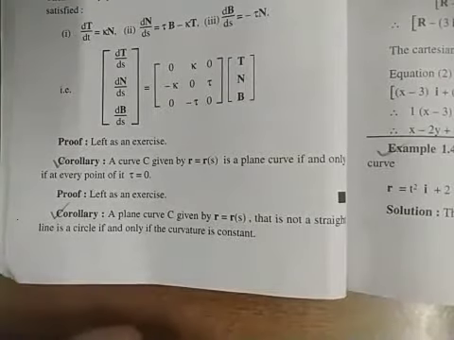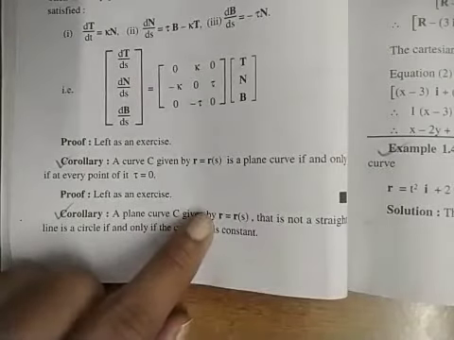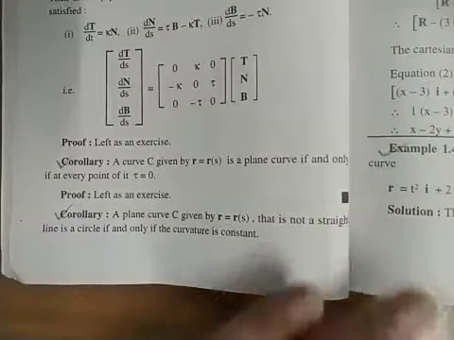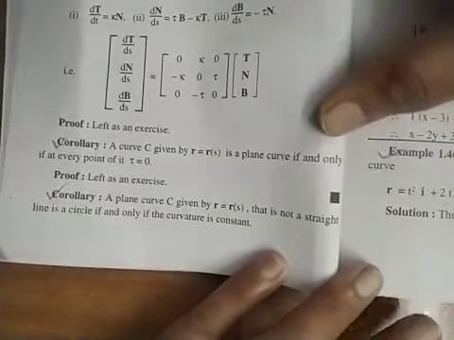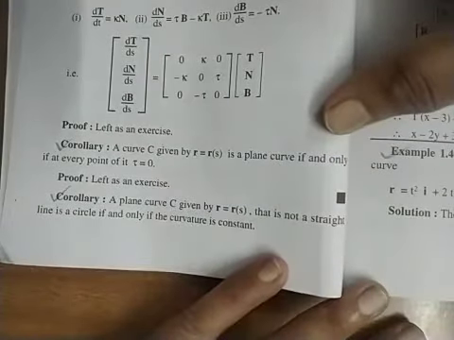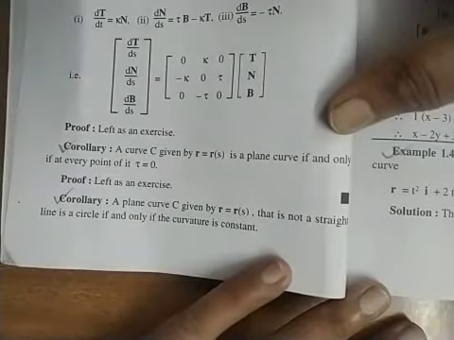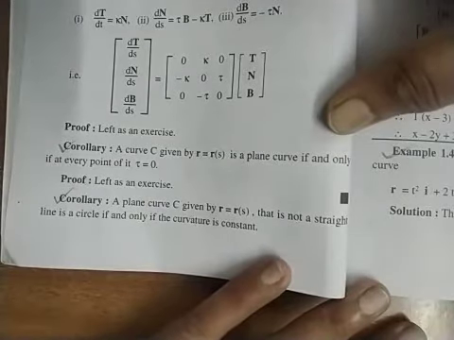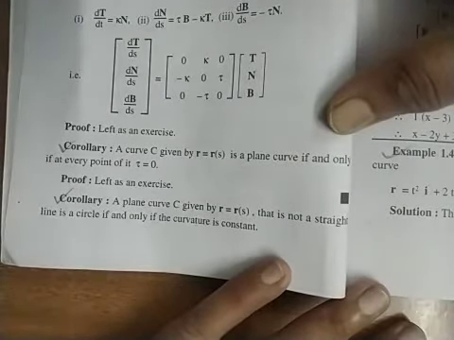Now remember two corollaries. First, a curve C given by R equals R(s) is a plane curve if and only if at every point torsion is 0. If torsion is 0, the curve will be a plane curve. Otherwise, if the curve is a plane curve, then torsion is 0.